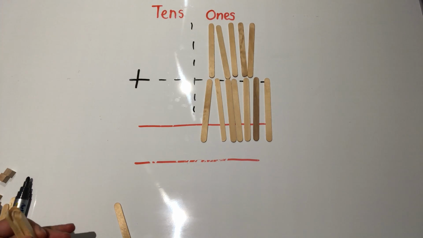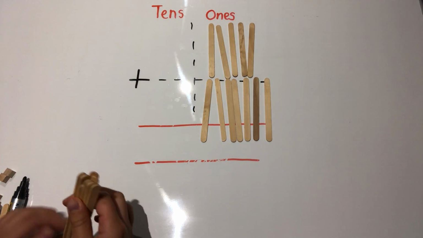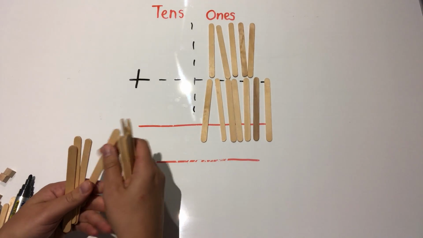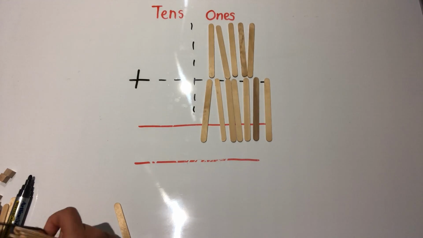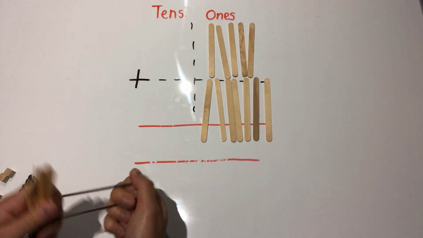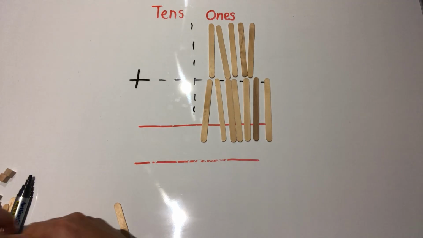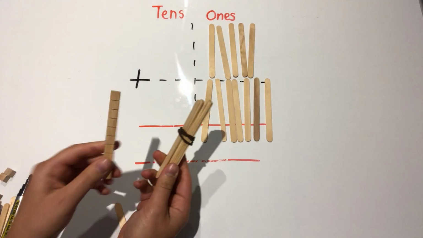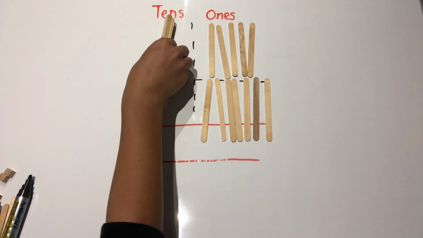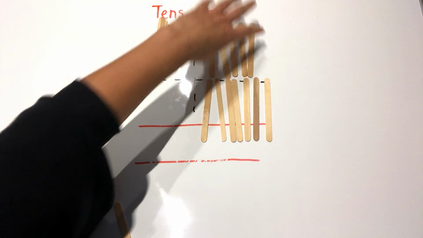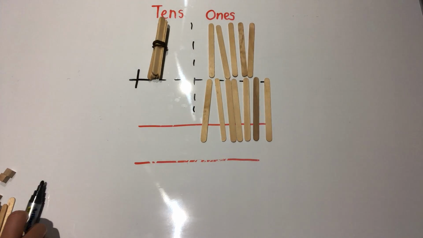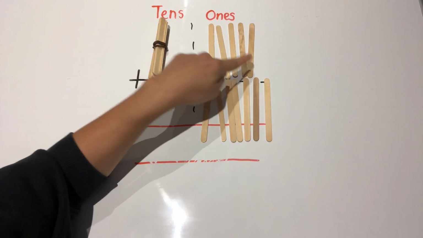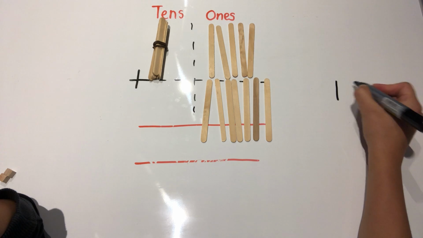So what I'm going to do is bundle up 10 paddle pop sticks together. I'm just going to tie them up, and that is going to represent 1 ten. So that will be the same as one of our rods. So I'm going to pop that there. So we've got our ones column and our tens column. So let's have a look to see what our numbers are. So we can see we've got 1 ten and 5 ones. So we've got 15.